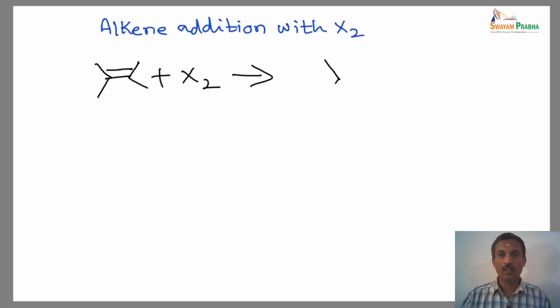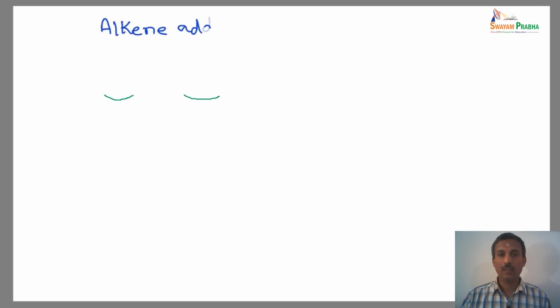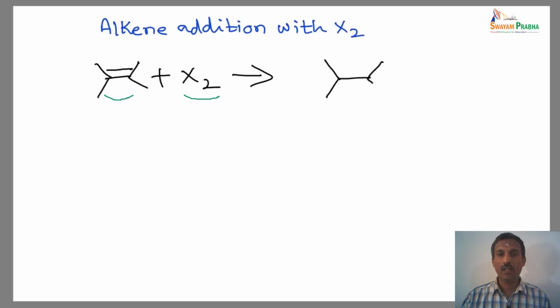Let us look at the addition of X2 to alkene. So here we have an alkene and X2 is added to this alkene. Because X2 is a symmetrical molecule, when we add the X across the double bond, the obtained product is the same, whether it is symmetrical or unsymmetrical, it does not make any difference. So we add the halogens across the double bond.